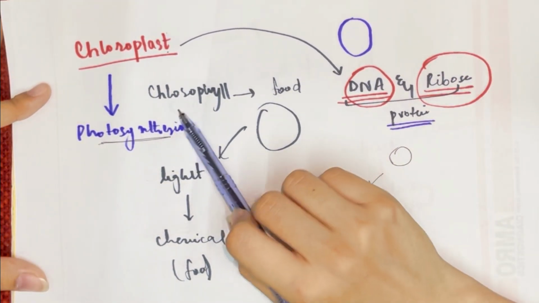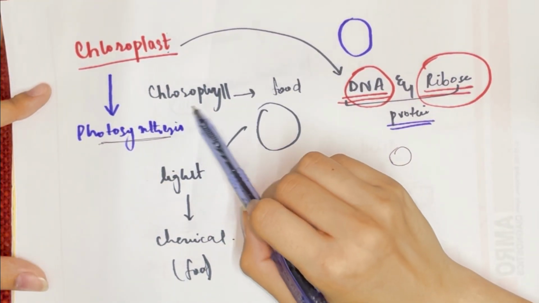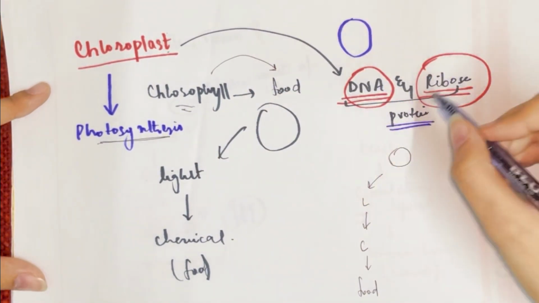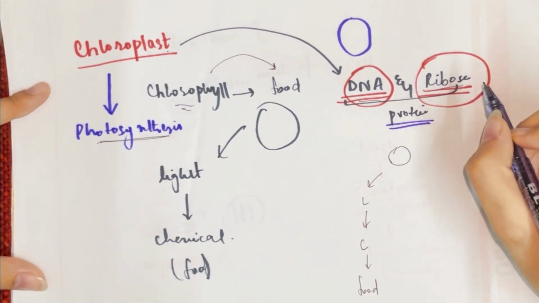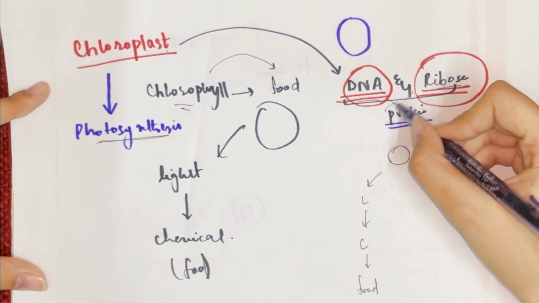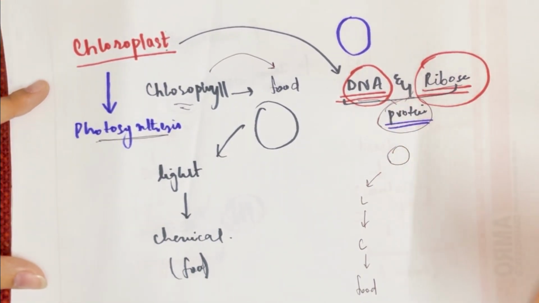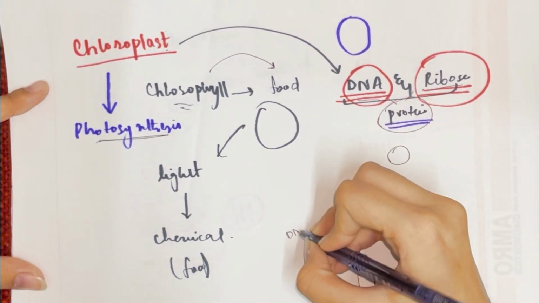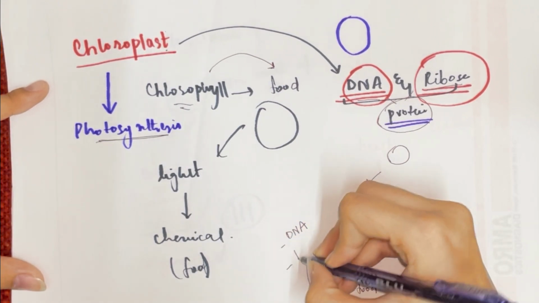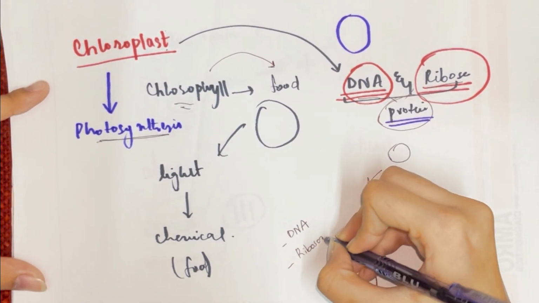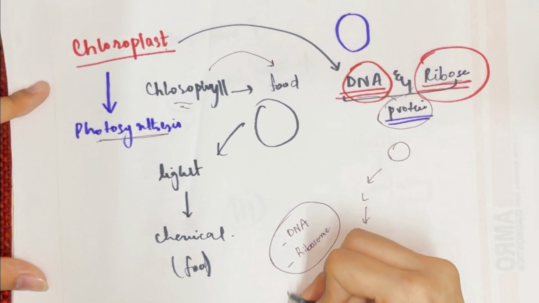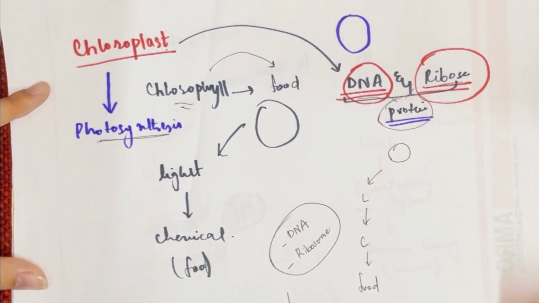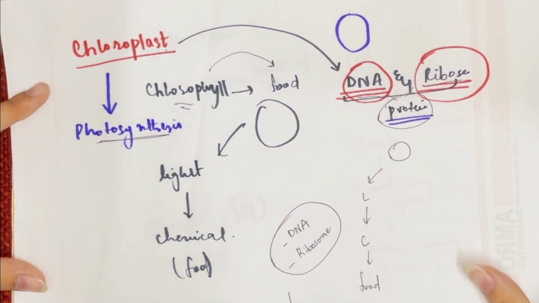All right, it consists of a pigment that I've already mentioned earlier, that is the chlorophyll, which helps in production of the food. It also consists of its own DNA and the ribosome. That's why it is able to produce its own protein. Please remember, I've mentioned it multiple times, that any organelle that has its own DNA and its own ribosome is able to synthesize protein on its own and is not dependent on any other organelle.